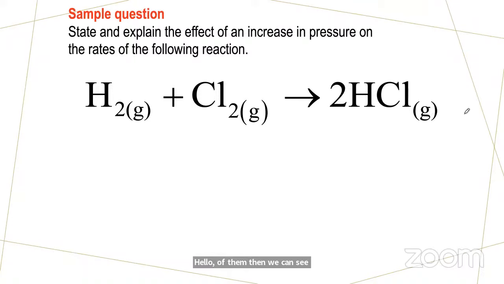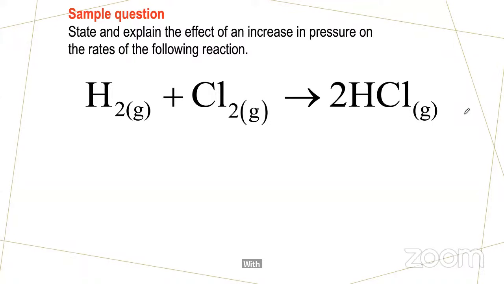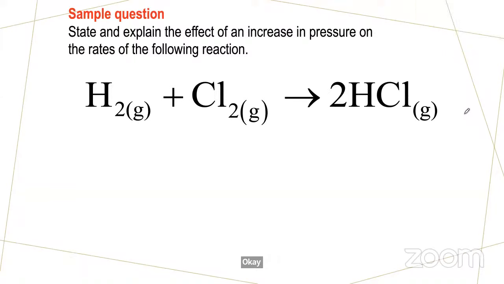Pressure favors the side with less volume when there is high pressure, and when the pressure decreases, it favors the side where there is higher volume. This reaction, how will pressure affect it? With an increase in pressure, the equilibrium will be shifted to the forward side. There will be no effect. No effect. Forward reaction.